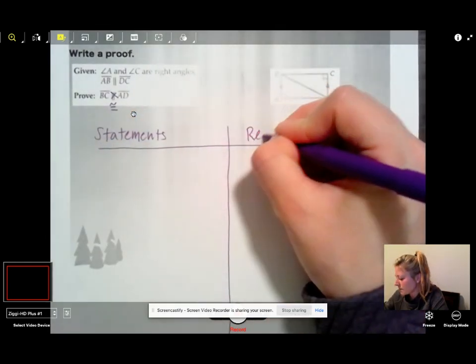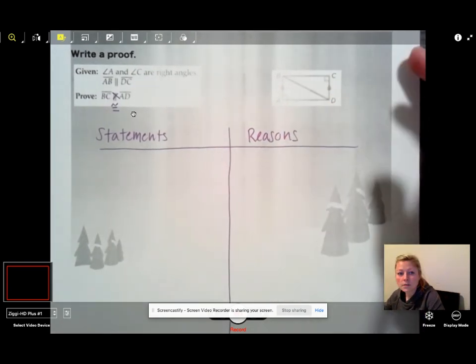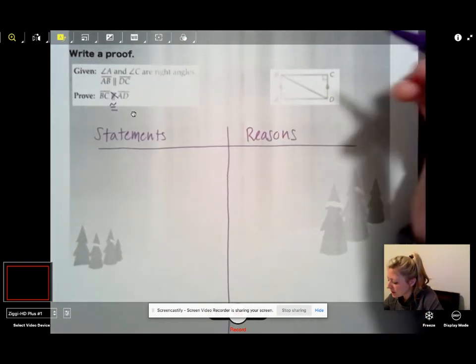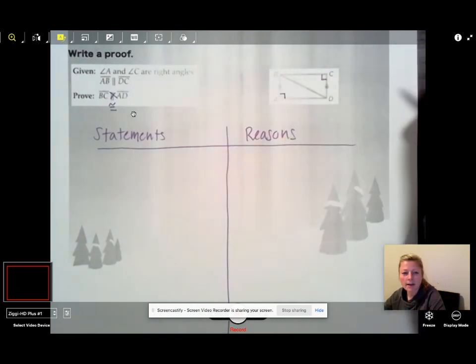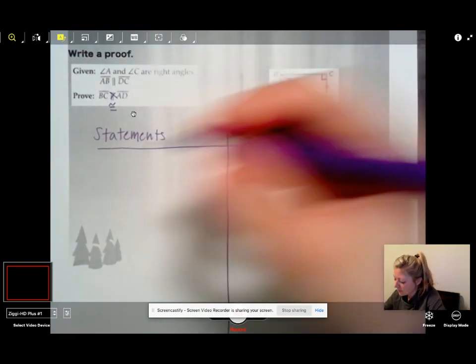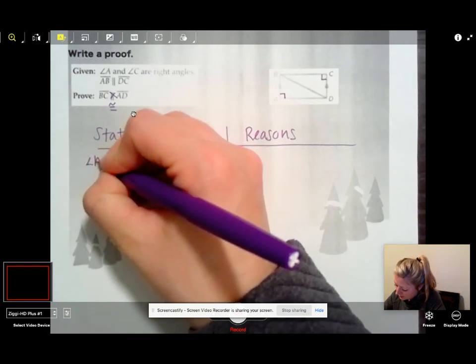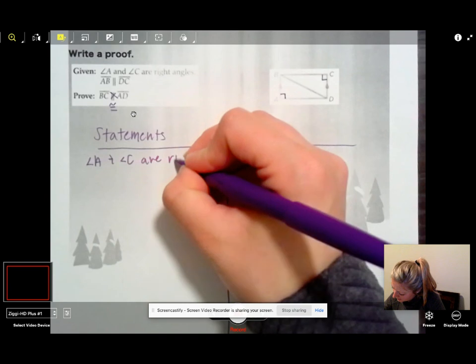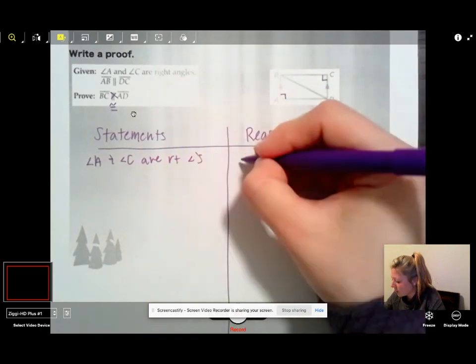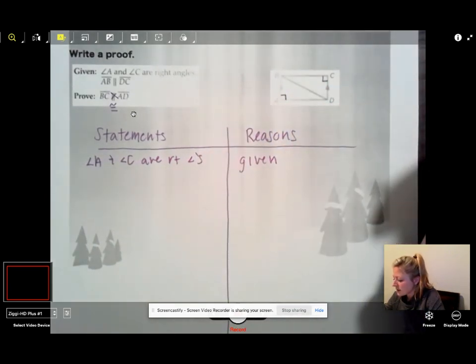And our reasons. So if we look here, let's see what they're giving us. They're telling us that angle A and angle C are right angles. So we can write that down, I suppose. Angle A and angle C are right angles. Why? That was free information. It was given to us.